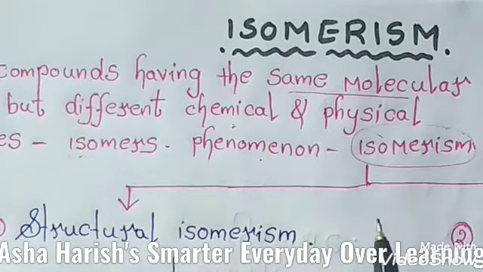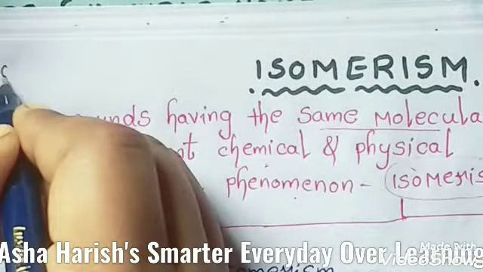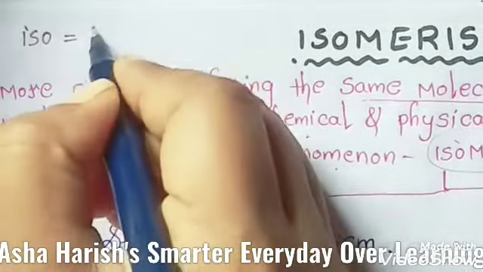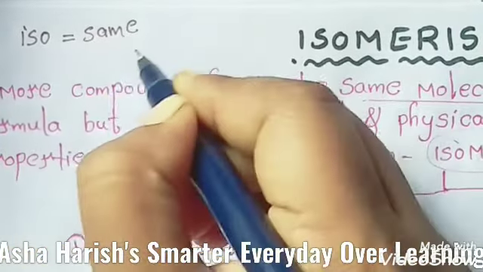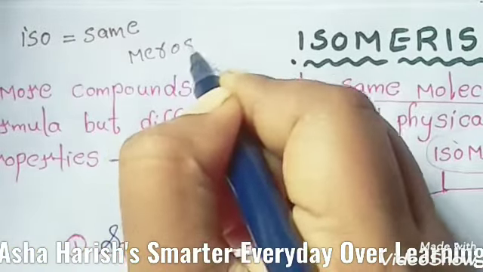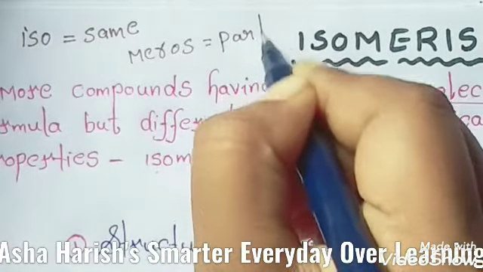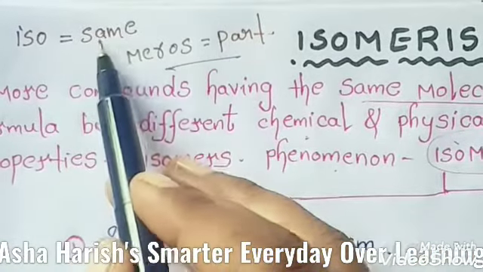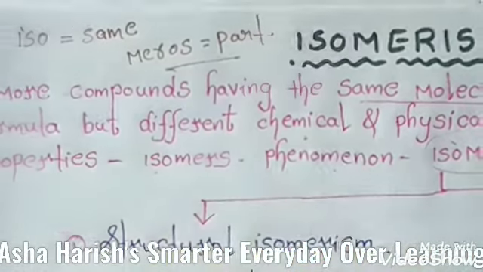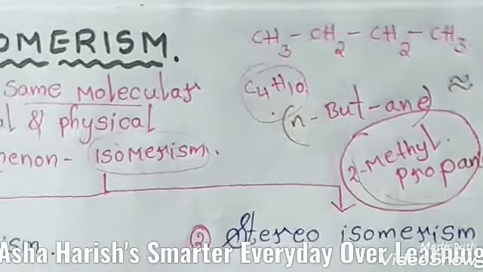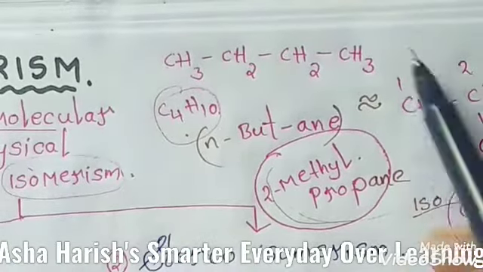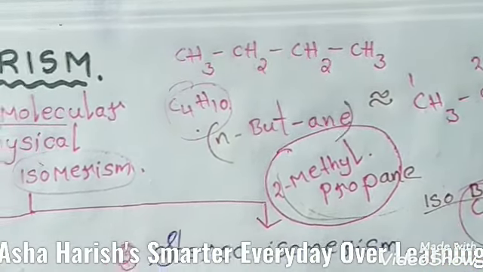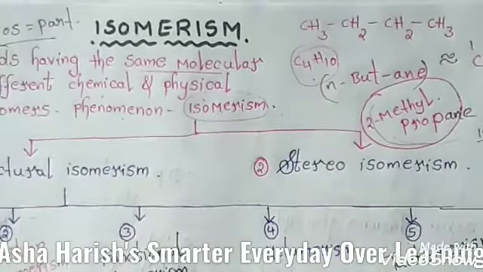One more important thing: what is meant by iso? This word has a particular meaning. Iso means same, and meros means part, that is, they have the same molecular formula. In the above examples we discussed, isomerism is due to the difference in the structures, therefore it is called structural isomerism. Let's see some more types of isomerism.